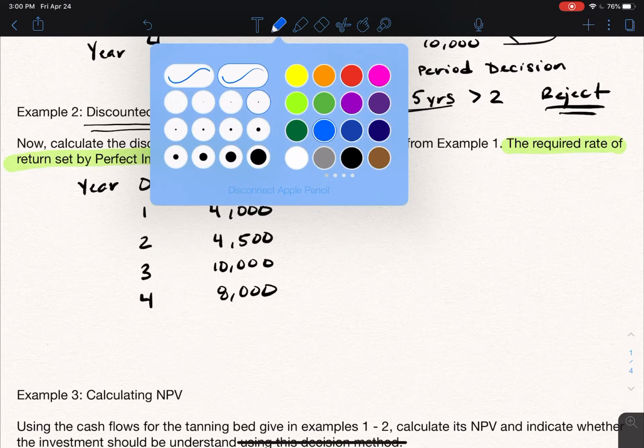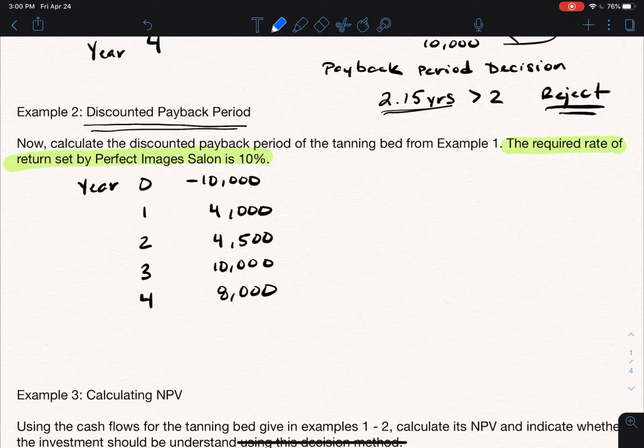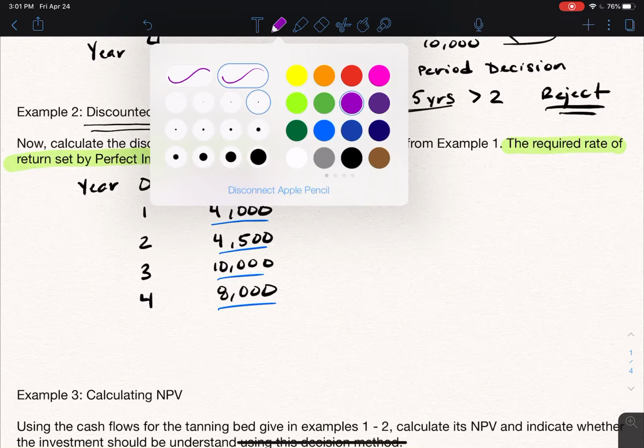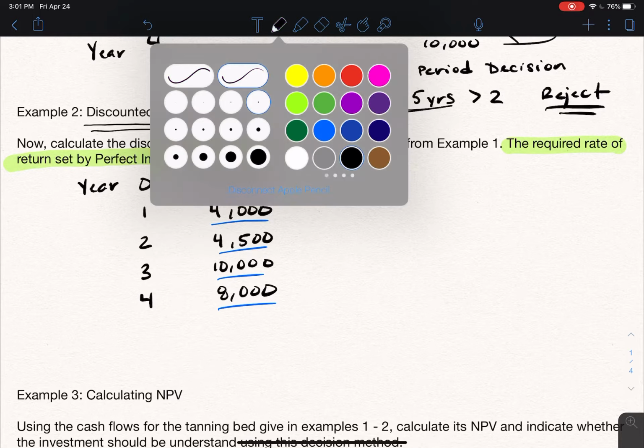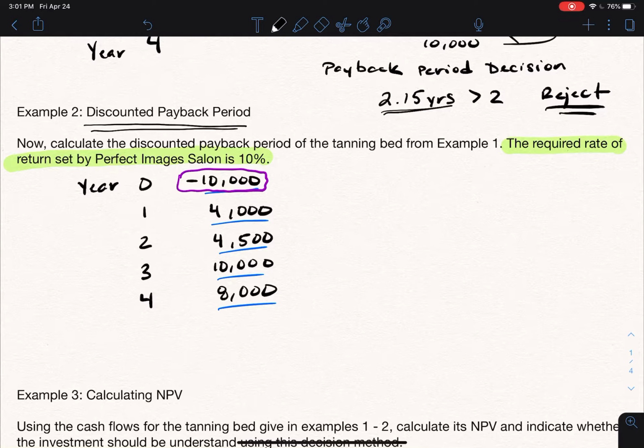Let's change colors here so that I can write in a different color. These cash flows here that are being given to us are not in today's dollars. Well, except for year 0. Year 0 is the only cash flow that is actually in today's dollars. But when I'm projecting that I'm going to make $4,000 in year 1, $4,500 in year 2, $10,000 in year 3, and so on, basically what I'm saying is that's a future value, right?